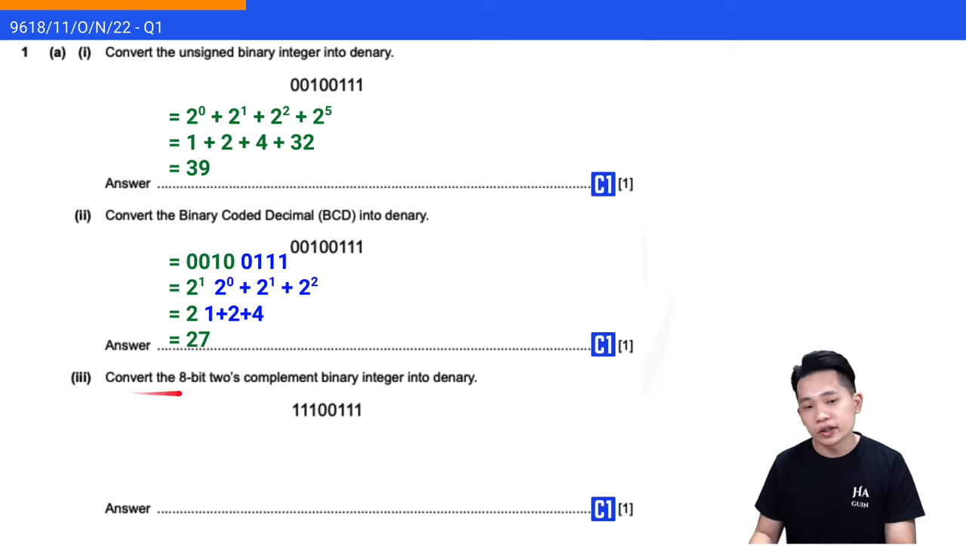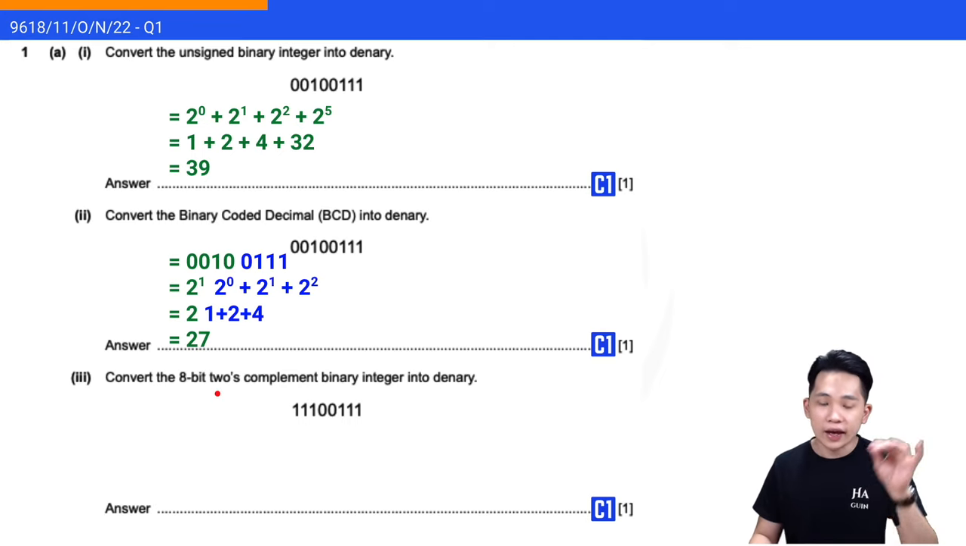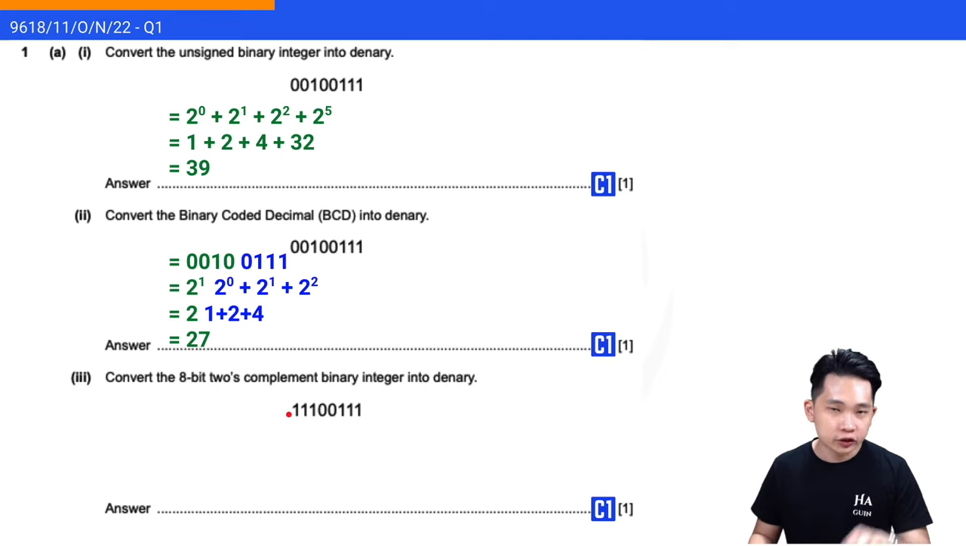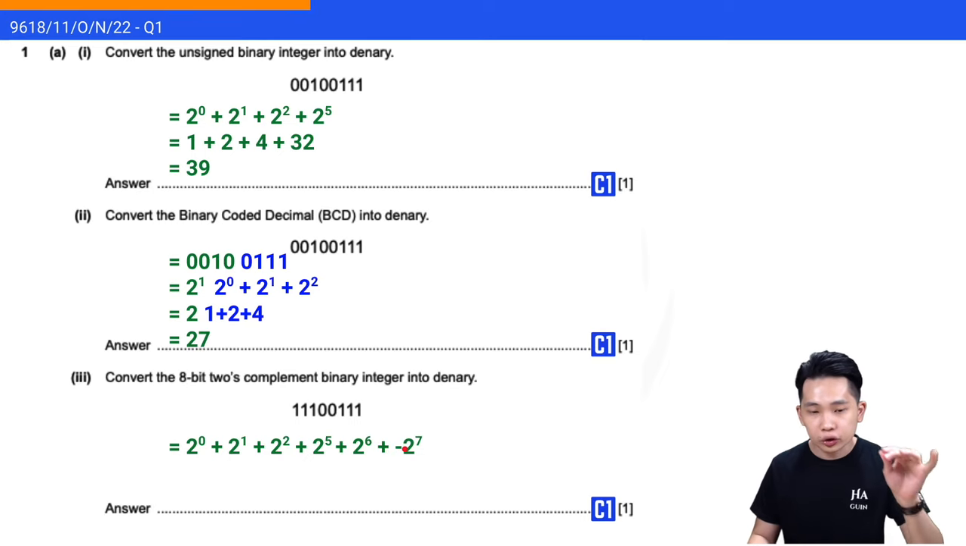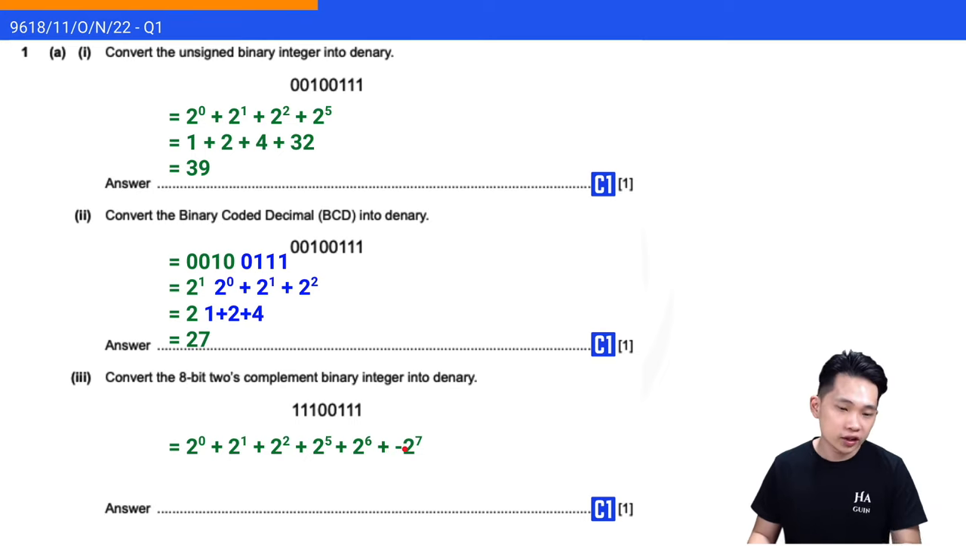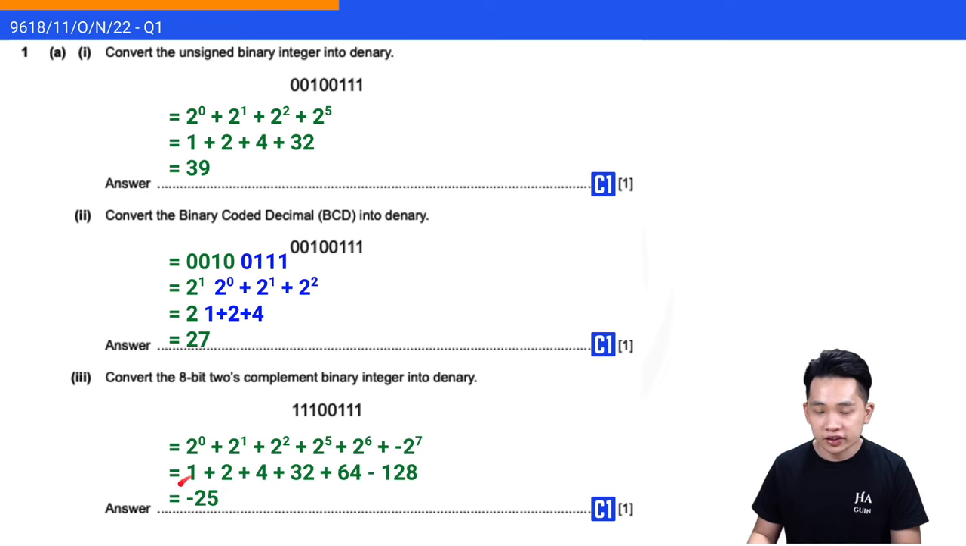And next, convert the 8-bit 2's complement binary integer into denary. So how do you do this? The keywords here are 2's complement and 8-bit. It means that this 2^7 here is actually a negative number. Now let's look at the working. The working would be 2^0 plus 2^1 plus 2^2 plus 2^5 plus 2^6 plus negative 2^7, because this is a 2's complement binary integer. The next working is 1 plus 2 plus 4 plus 32 plus 64 minus 128. So the final answer will be negative 25. Therefore, this is how you can convert a 2's complement binary integer into denary.